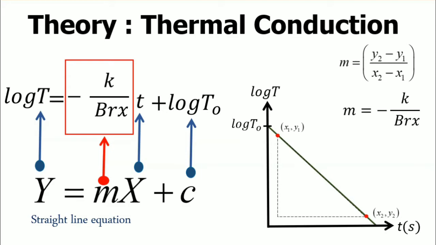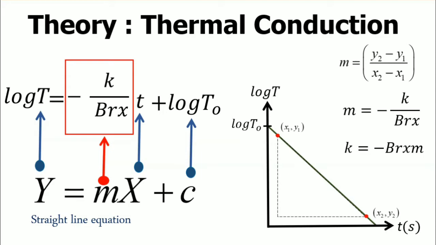Then rearrange the equation to become K = -Brxm. Next, substitute the value of B equal to 4.84 times 10 to the power of 6 joule per meter cube per Kelvin, r the radius of the boiling tube, and x the thickness of the boiling tube, and then calculate the value of K. You are going to compare the value obtained from the graph with the theoretical value of thermal conductivity of glass.